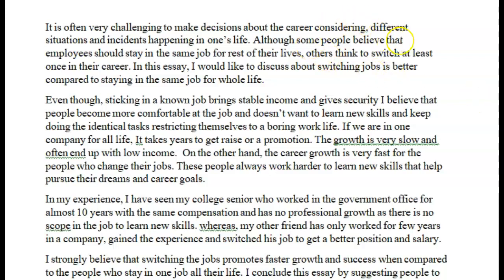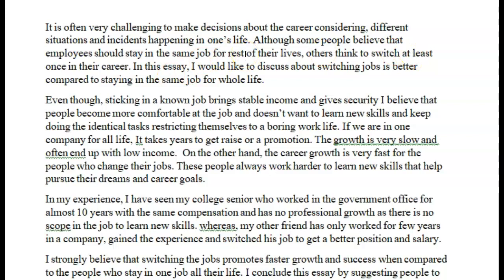although some people believe that it is in one's best interest to remain in one position throughout their career. You see, it's the same meaning, but a lot of different language. Okay? Others think they should switch at least once. That's another way you could have said this.